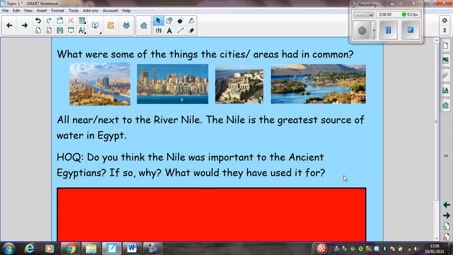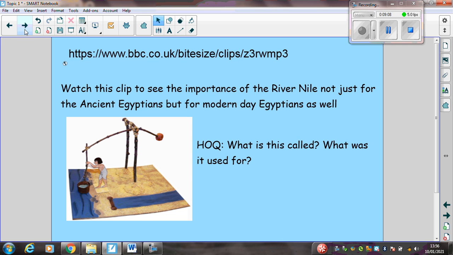Well, they would have needed to use it, like I said, to grow their crops and for transport. It was a great source of water for them, and very little would grow anywhere else in Egypt. So without the River Nile, Egypt wouldn't necessarily be a country that people would want to live in, unless on the coastline.